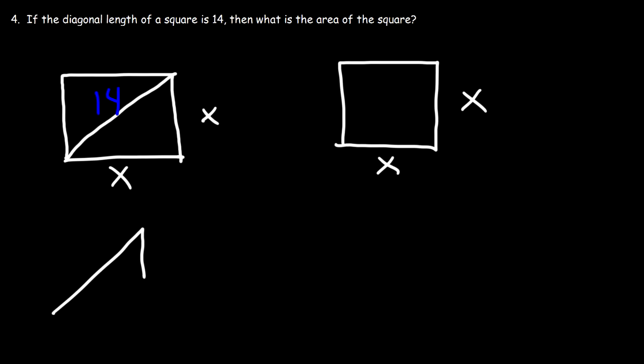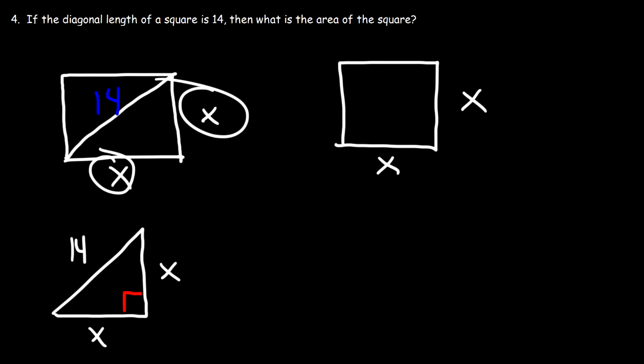So notice that we have a right triangle. When you split the square into two parts, it makes up a triangle. And the side lengths of a square are always the same. So we know that these two have to be the same. So that's why we can call them x and x. So how can we find the value of x?